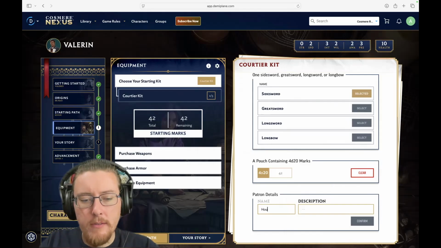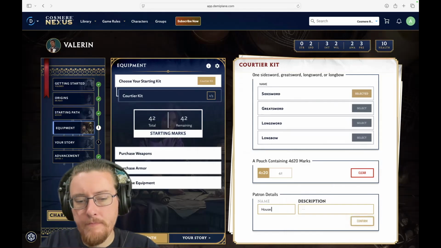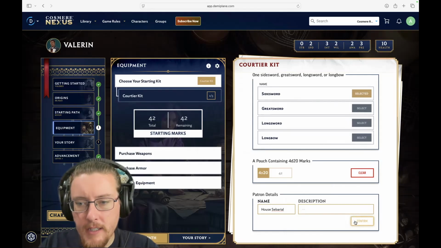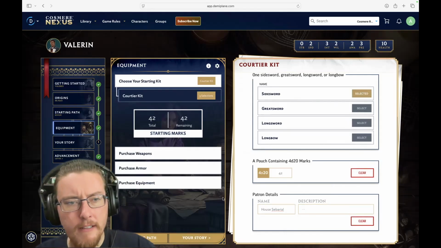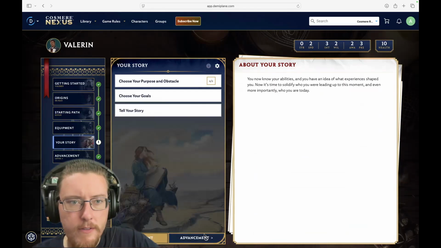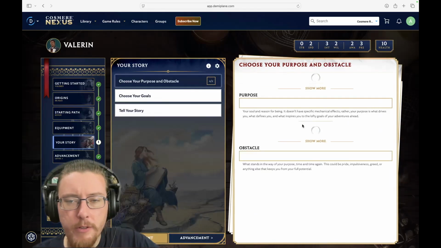I'm going to go with House Sabarial because that is somebody I know and could lead to interesting times later on in the RPG. And then I'm going to confirm that. Then it says your story. Choose your purpose and obstacle.